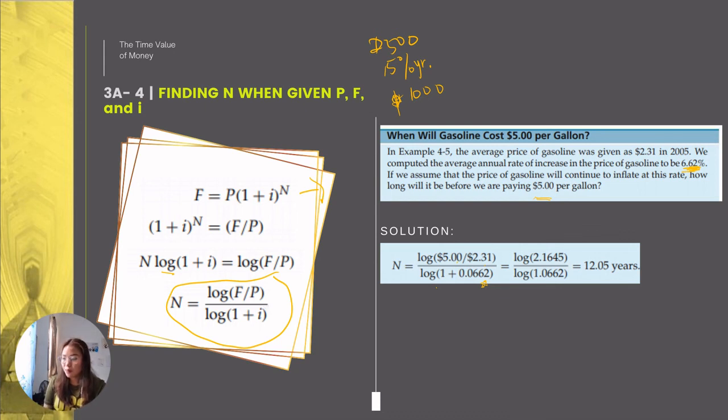So, therefore, if gasoline prices continue to increase at the same rate, we can expect to be paying $5 per gallon in, ano naman na year? Plus 12, 2017. Okay? So, after 12 years. Alright.